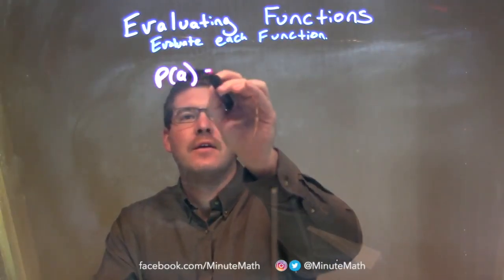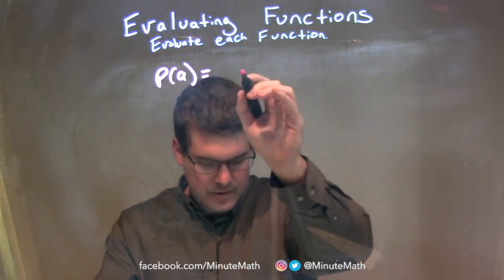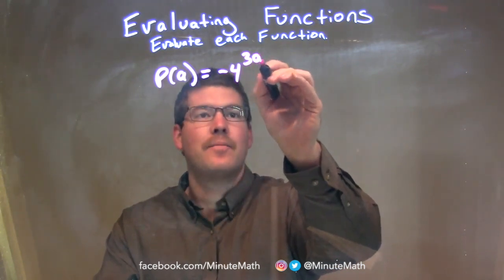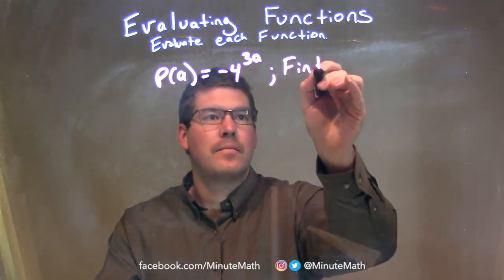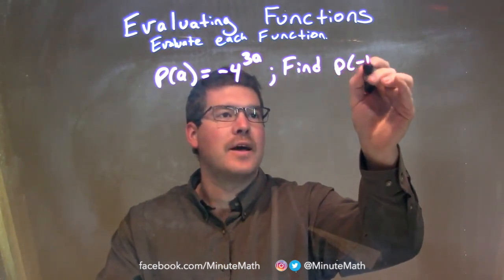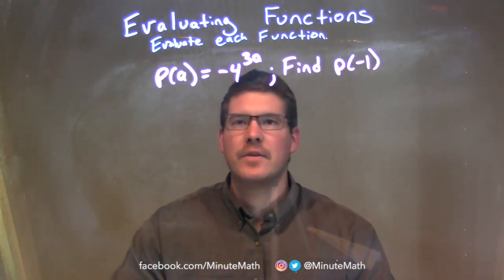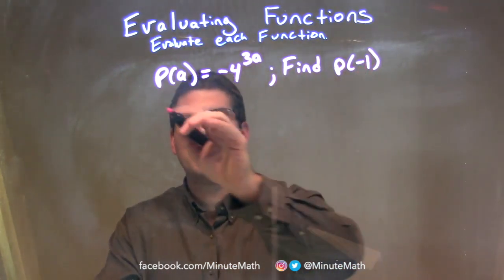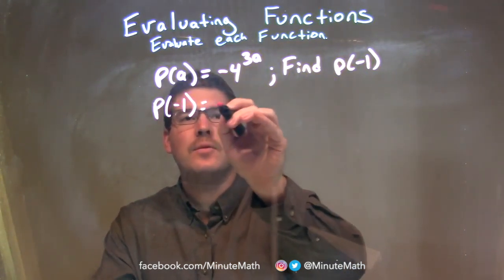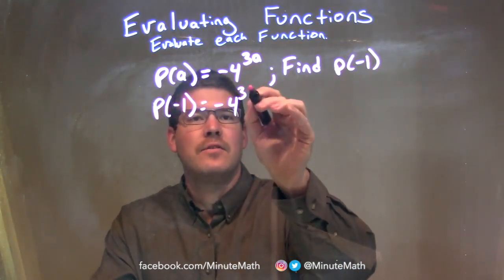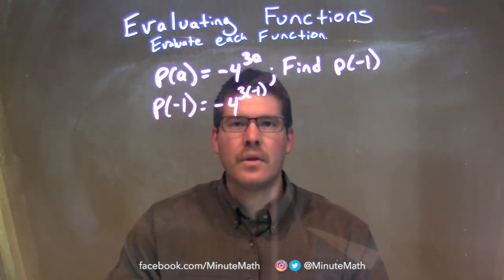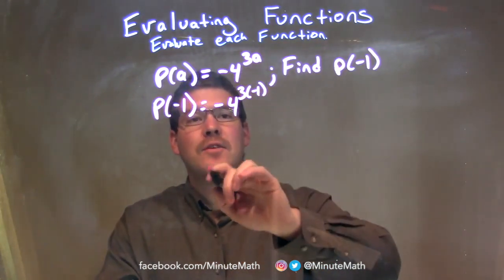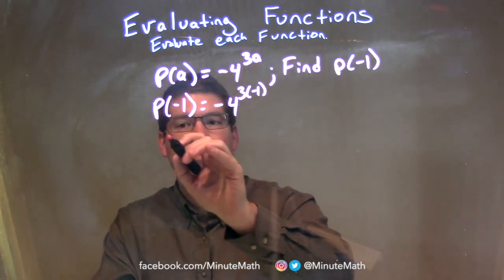p of a is equal to negative 4 to the 3a power, and we want to find p of negative 1. Every single time I see an a, I need to plug in a negative 1. So p of negative 1 is equal to negative 4 to the power of 3 times negative 1, a better way of saying it. Now let's simplify that. 3 times negative 1 is a negative 3.